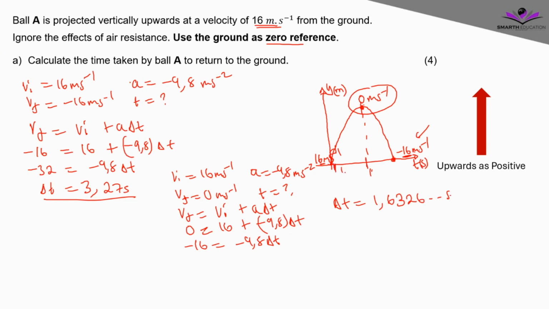Which is this time from there up to there. That is 1.6326. And now we want the time from the ground and back to the ground. It means we have to say 1.6326 times 2. Therefore, the time taken will be 1.6326 times 2. Then delta t is equal to 3.27 seconds. We're getting the same answer.